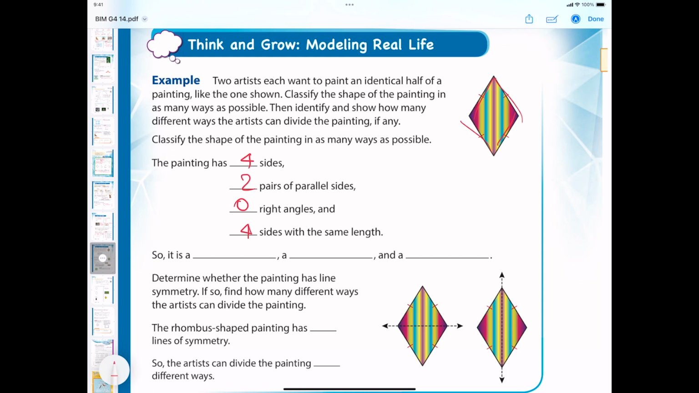First of all, they have 2 pairs of parallel sides. That means parallelogram. And quadrilateral, of course, this is 4 sides, right? And it is what? Rhombus, because 4 sides are all equal.